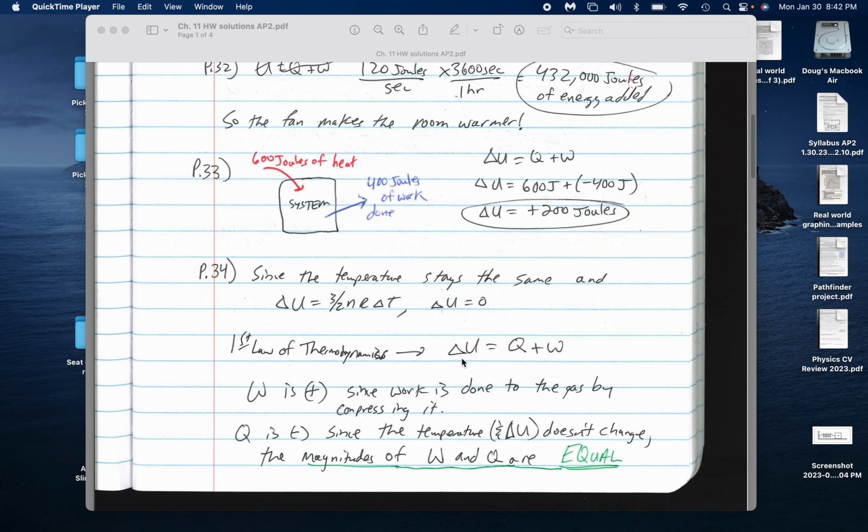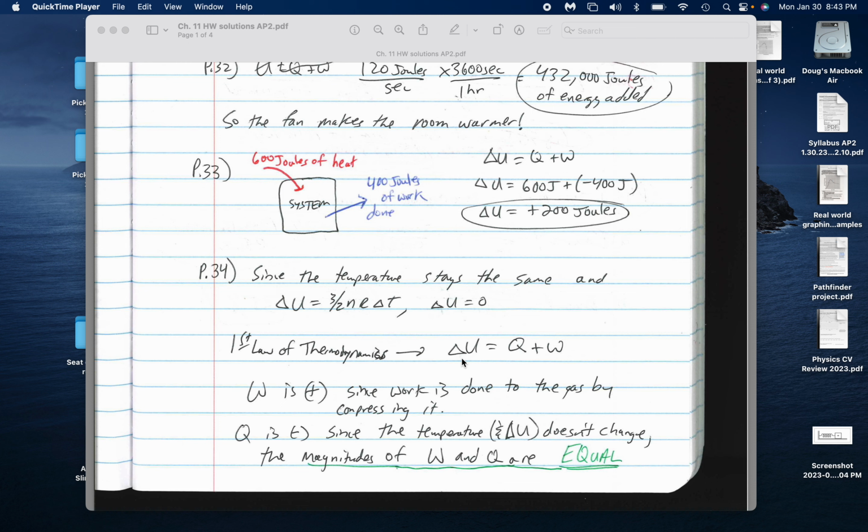For problem 34, it says compressing air to fill a scuba tank warms it up. So expanding a gas cools it down, compressing it warms it up. So the dive shop compensates for this by putting the tank in a tub of water, which is basically like a cold sink, keeping the tank and the gas inside at a constant temperature as it's filled. So if the system is the tank, what are the signs of W and Q, and what's the magnitude?